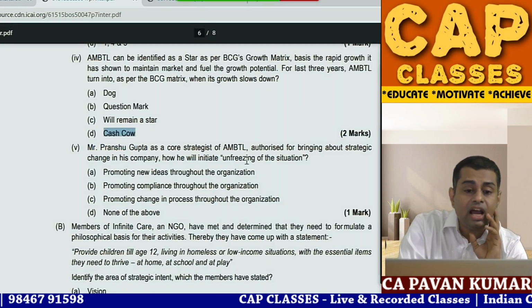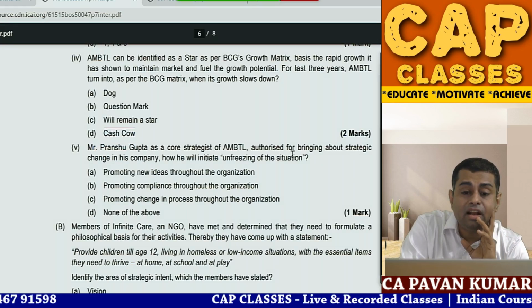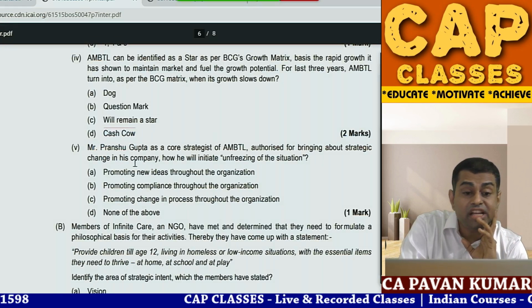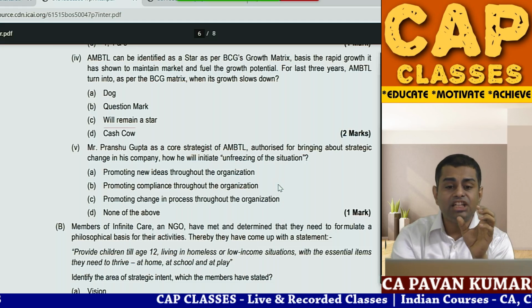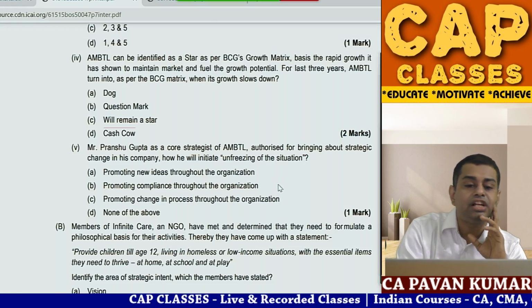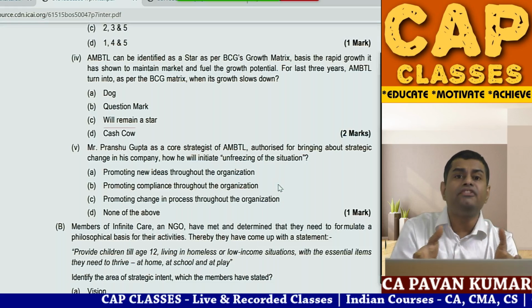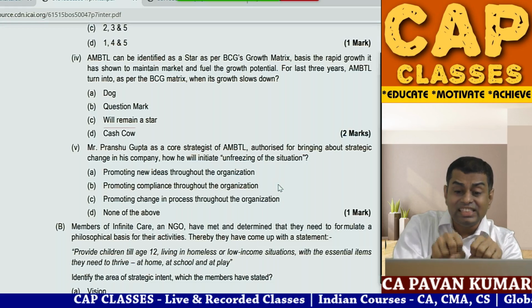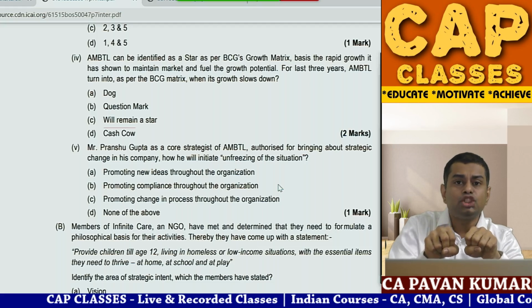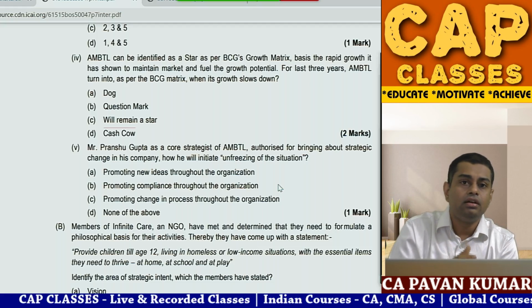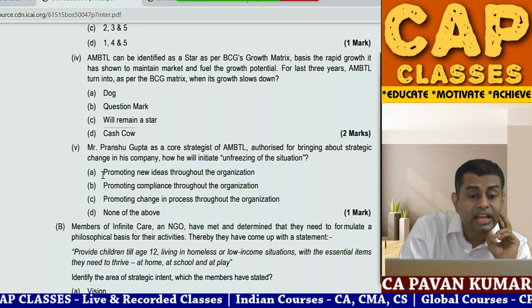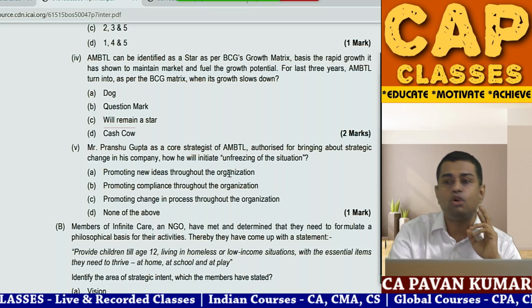Next, last one. Mr. Prashna Gupta, as a core strategist of AMBTL authorized for bringing about strategic change in the company, how will he initiate unfreezing the situation? So the situation is to be unfrozen. The rigidness should be broken. The ice should be broken. So what to do? A, promoting new ideas throughout the organization.